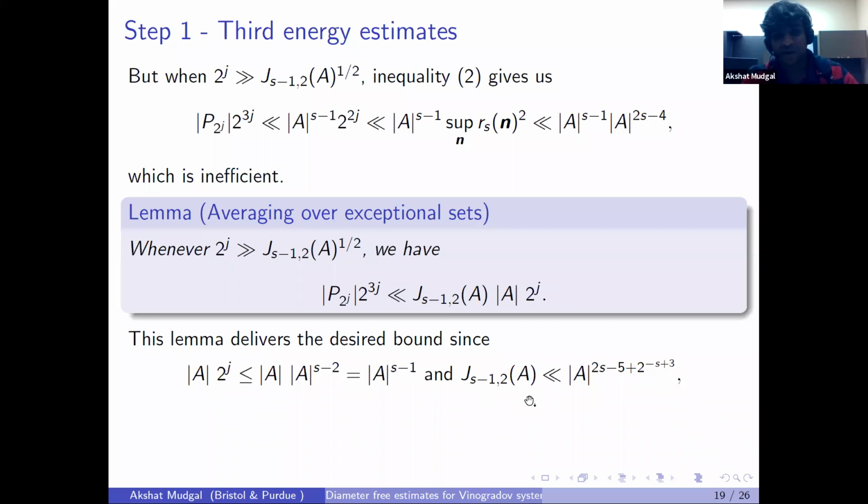I have a preliminary bound for this, which is 2s minus 5 plus this decaying factor, and multiplying these together, I get precisely what I required. Again, there are at most log a such taus, so I get the main result. So using a mix of number theoretic and incidence geometric ideas, I can get a good bound on the third energy. So that's step 1 done.